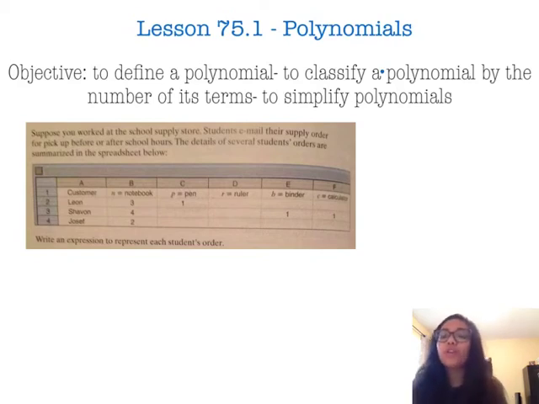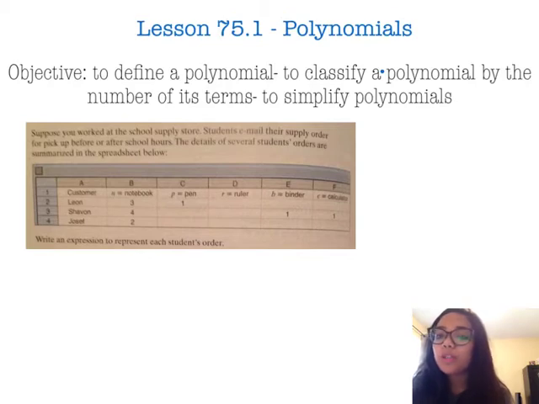Okay, so today's your first day of lessons. For this to be effective, you need to take notes. I will clarify what part you need to write down, but for the most part, you need to be taking an adequate amount of notes and following and paying attention. So today's lesson is Chapter 5, Lesson 1, Polynomials.